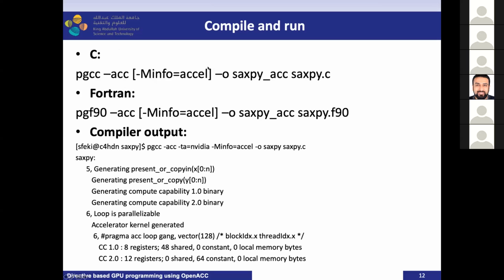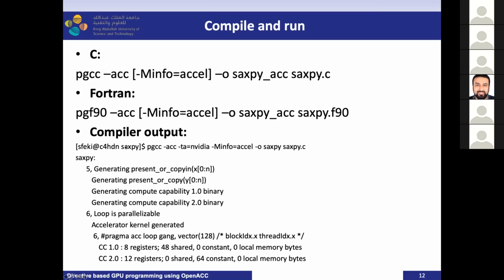You can have additional information with -minfo. -minfo is the level of information that you need to have from the compiler about what is happening. And then you can also specify the target here, right? So here we have a target NVIDIA, but you can see that we can have a target multi-core and so on and so forth. And we'll see that in our examples.